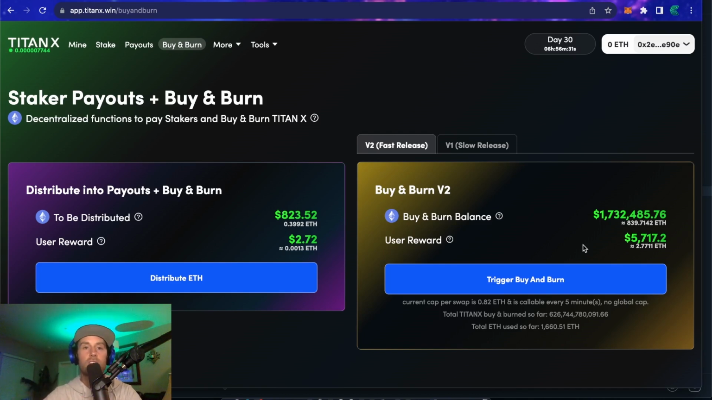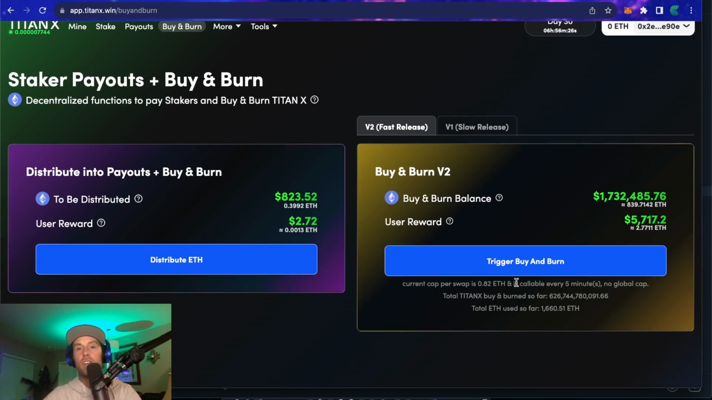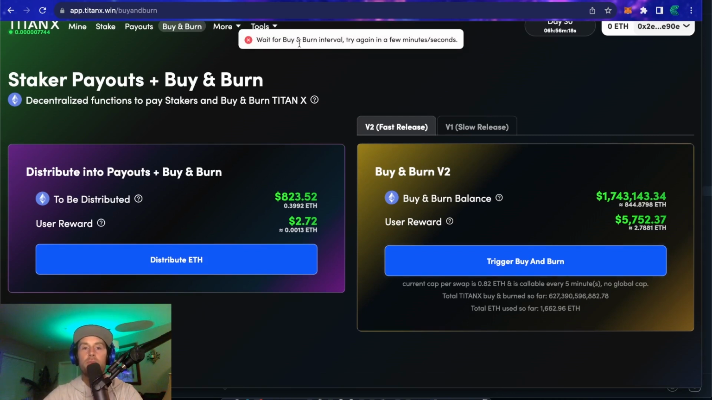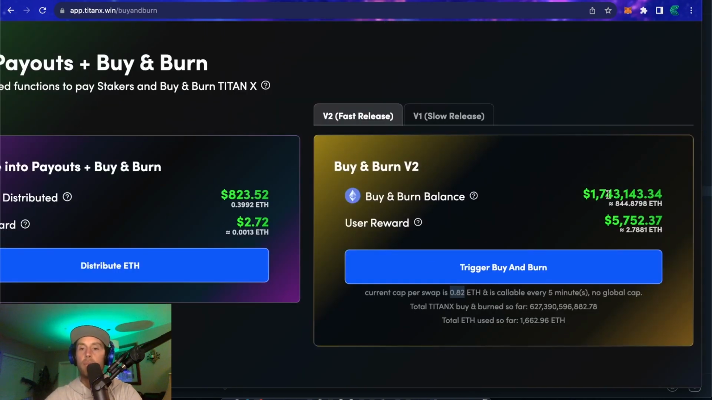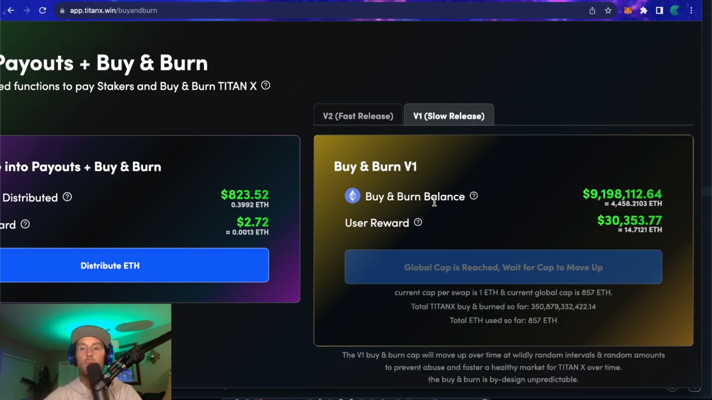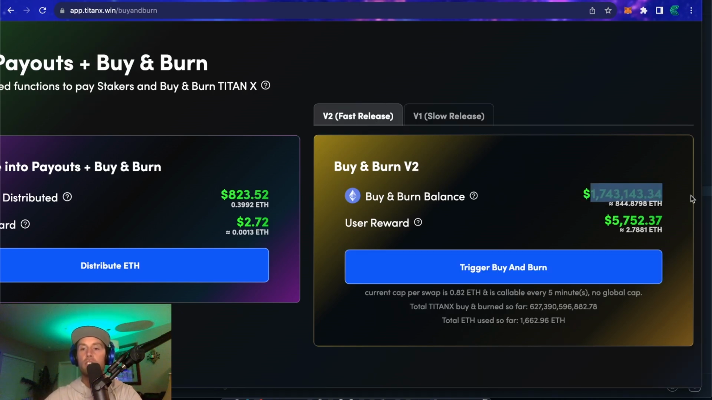In a moment, I'm going to show you the stats so you can see where all this is. But this function here is not callable by the founder. Well, it's callable by the founder just in the same way that it's callable by you or I. You and I could come in here, click this button, and trigger the buy and burn, which will then go and buy, currently, 0.82 ETH worth. It's callable around every 5 minutes. Currently in the buy and burn balance, there's $1.7 million waiting to slowly buy up the price. And there's also a guardian angel, which I would highly recommend watching my stream with the founder to understand why it is there. V2 is the decentralized version where anyone calls it.